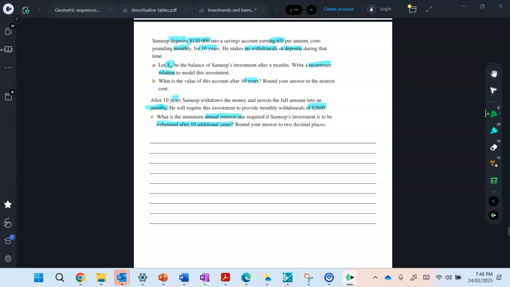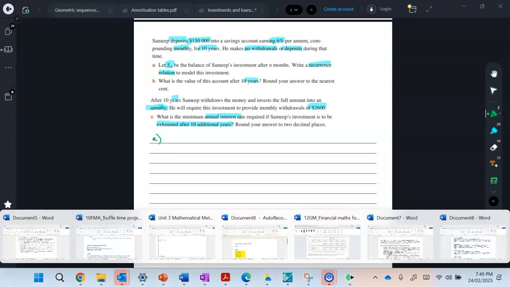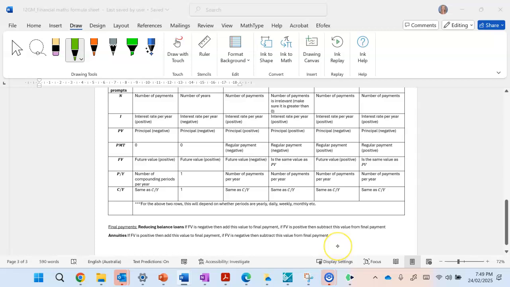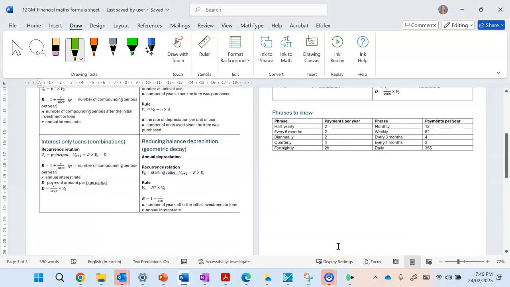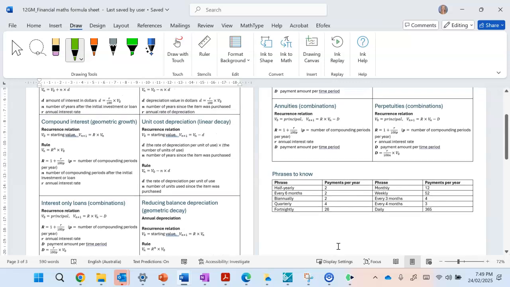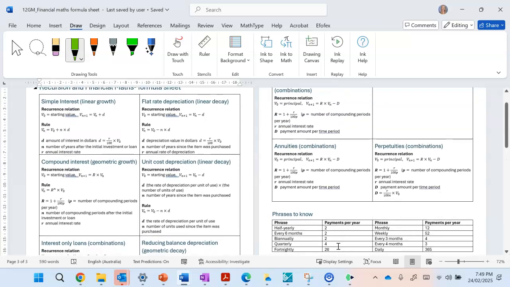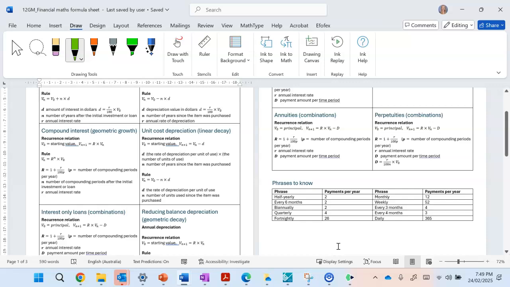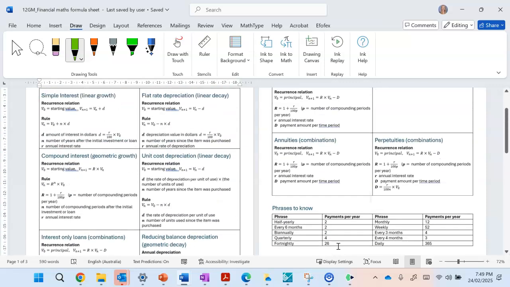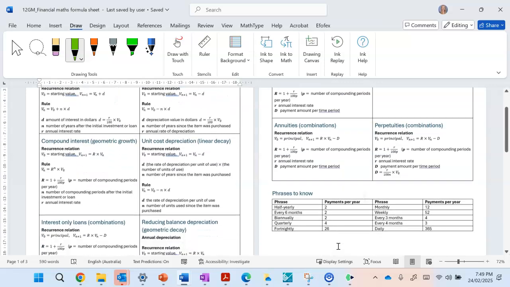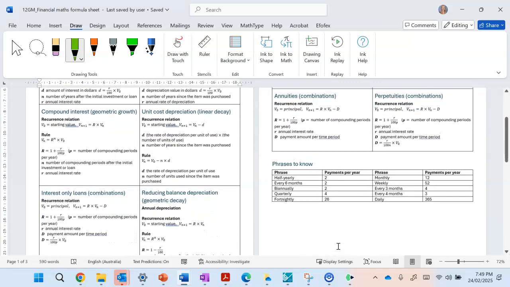So Sameep deposits $150,000 into a savings account. So part A, we're just doing a straightforward recurrence relation. So we can go to our notes. All right, so this is in your summary posters, or we can just go here as well. So this is an example of compound interest investment, which I don't think I've got on here. Oh no. All right. Actually, yes, we do. Yeah. Compound interest, geometric growth. So we haven't made any additional payments here. So if we did, we'd just put plus on there as well.